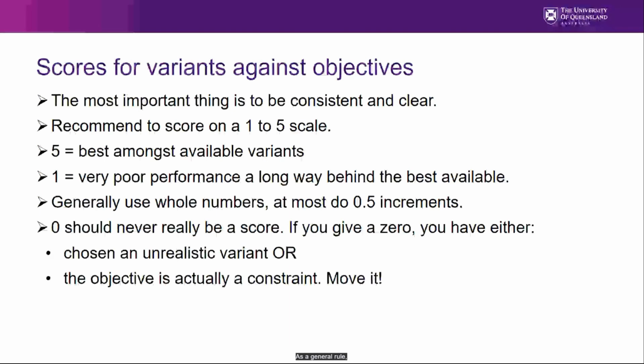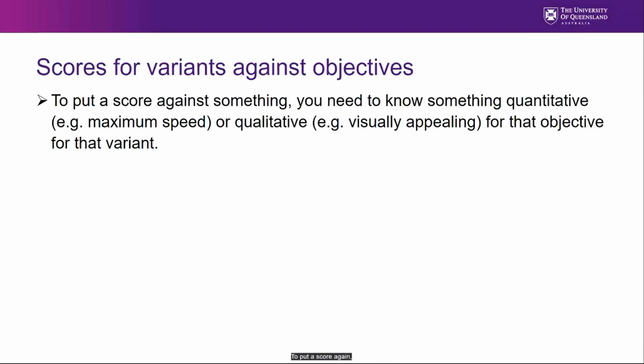As a general rule, 0 should never be a score given. This would indicate that an unrealistic variant has been chosen, or that what is listed as an objective is actually a constraint that should be added to the constraint list. To put a score against something, you need to know something quantitative, for example, a maximum speed, or qualitative, for example, it's visually appealing, for that objective for that variant.